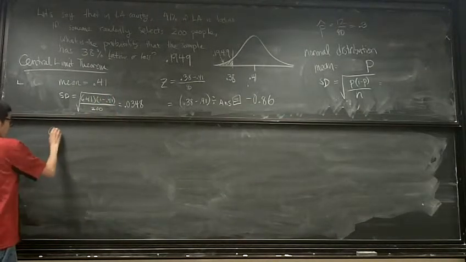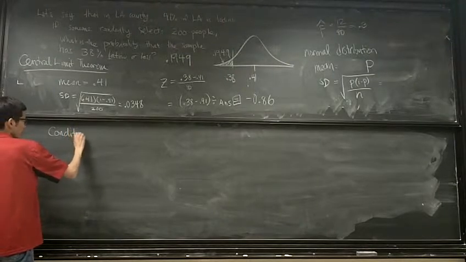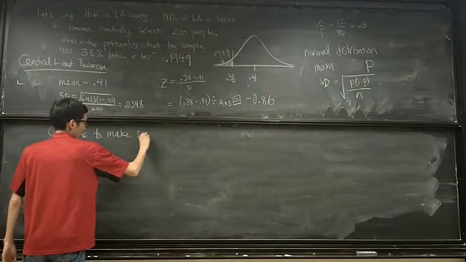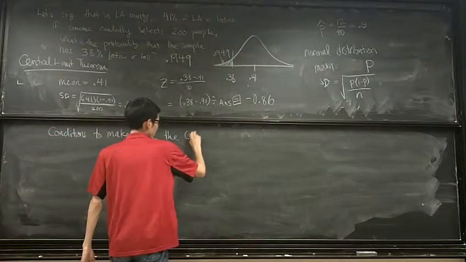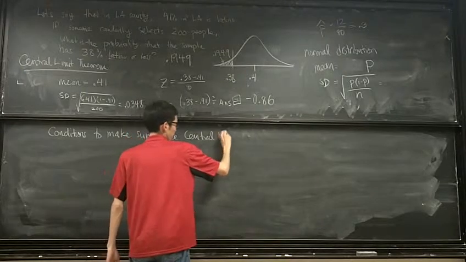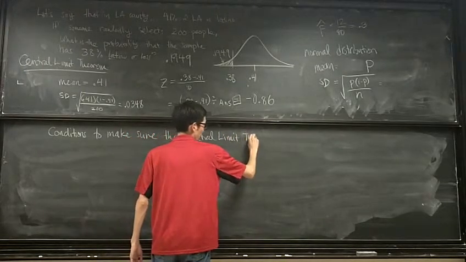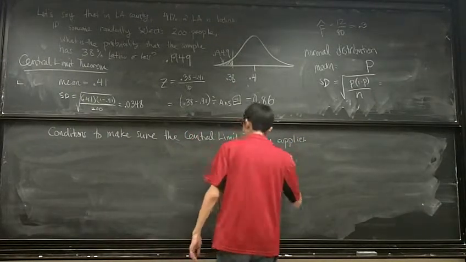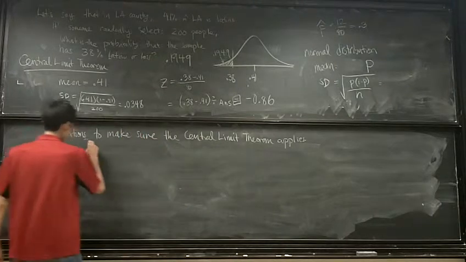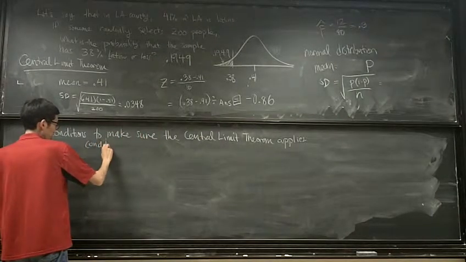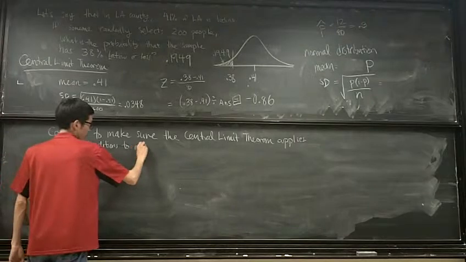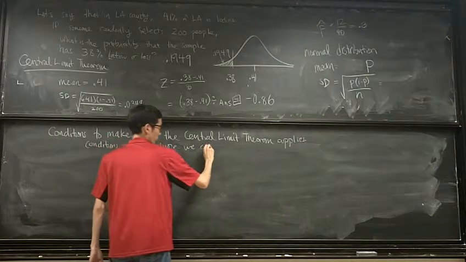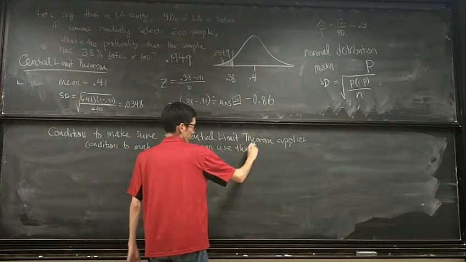So, conditions to make sure the central limit theorem applies, which is a normal distribution. In other words, conditions to make sure we can use the normal distribution. So central limit theorem means normal distribution.